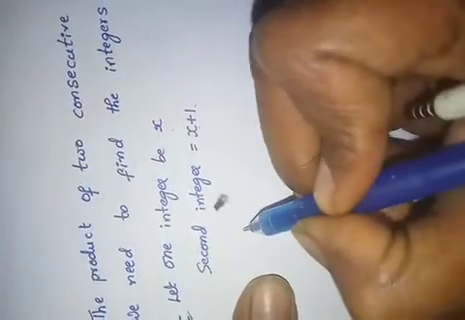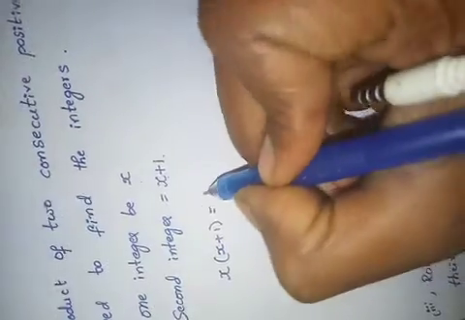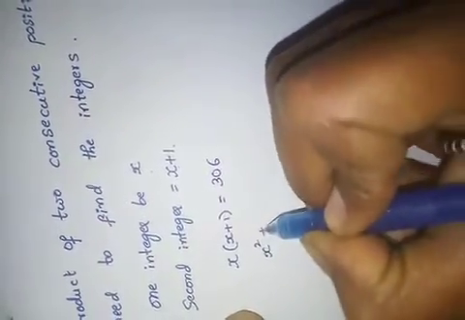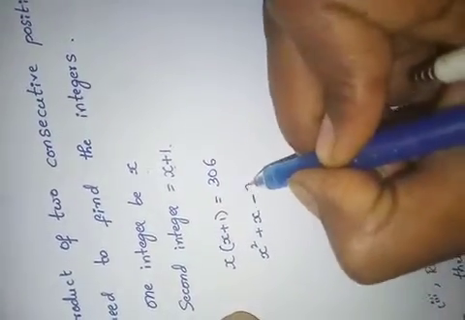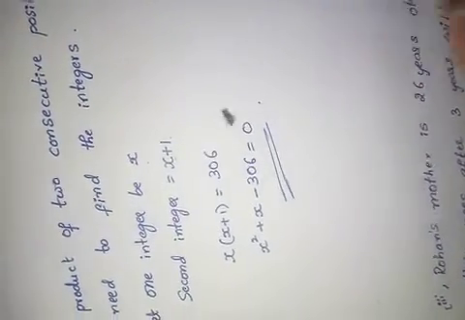See here what they said. The product of two consecutive positive integers is 306. Now, product means multiplication. x into x plus 1 equals what, ma? 306. Now solve this, ma. x into x, x square, plus x into 1, x. Send this 306 to this side, minus 306. That equals 0. That's all. Our problem is completed. See how easy, no? See the next problem.